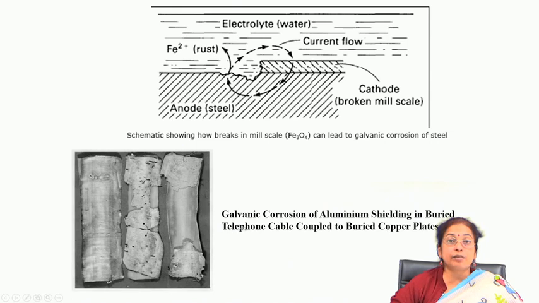Similarly, this is the case for galvanic corrosion of aluminum shielding in buried telephone cable coupled to buried copper plates. We will find that the copper is highly stable as compared to the aluminum. Due to galvanic attack, the aluminum is basically destroyed to a large extent.